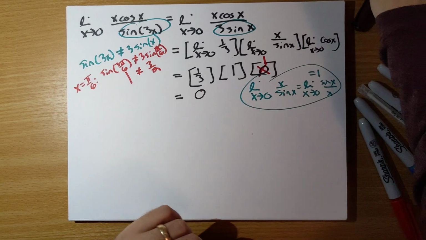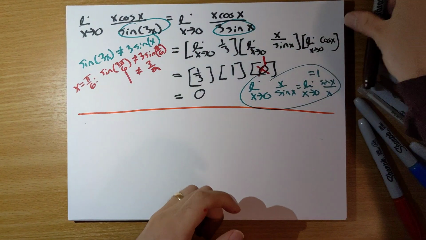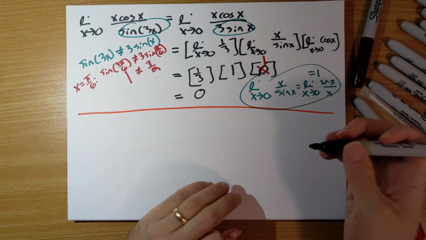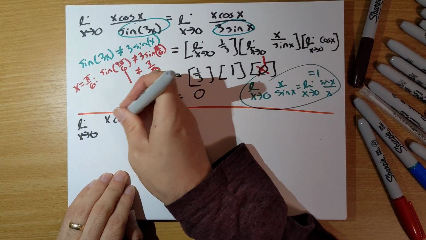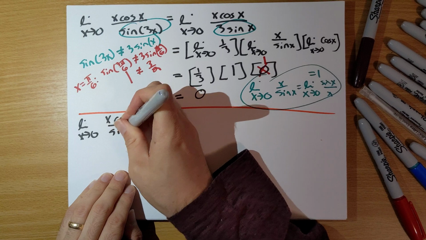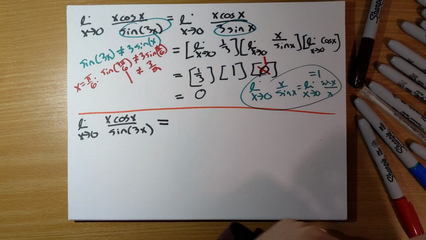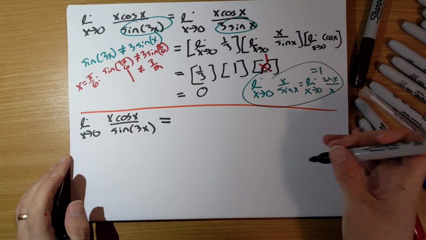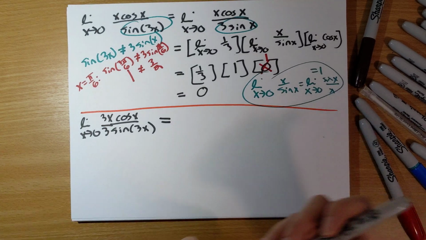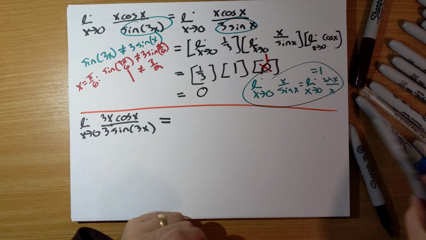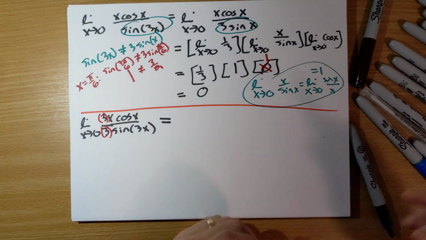You weren't asked to do this, but I think it would be instructive to do this problem correctly. So when we have this limit as x goes to 0 of x cosine x over sine of 3x, I'm going to break it up in the following way. I'm going to multiply and divide by 3 there. I'm allowed to do that. Let me maybe put those in red to show those are new things I introduced.